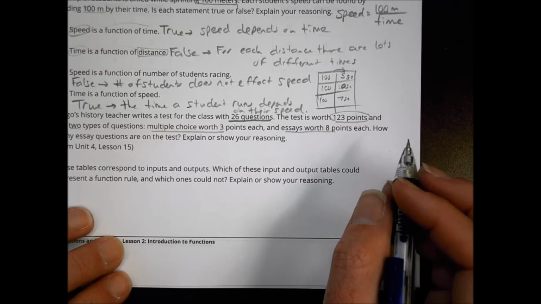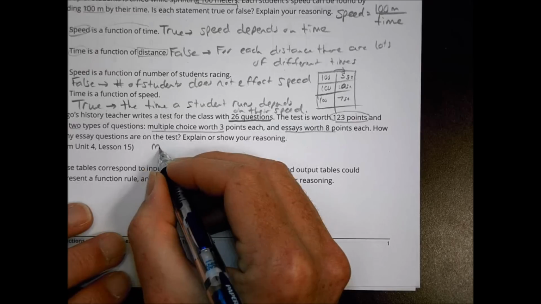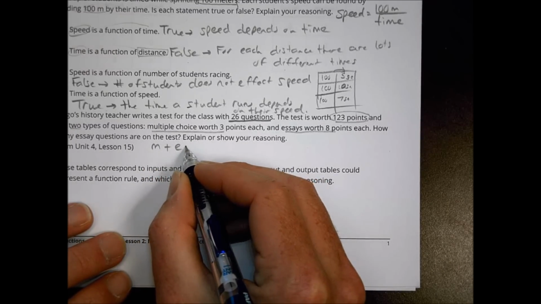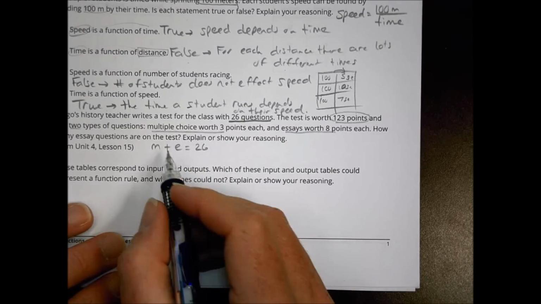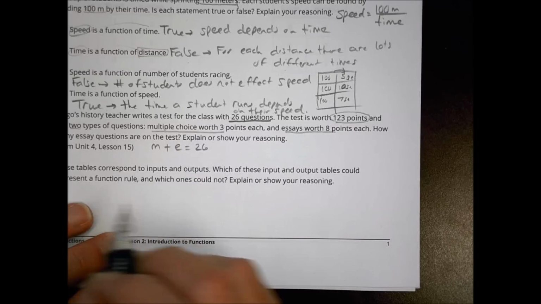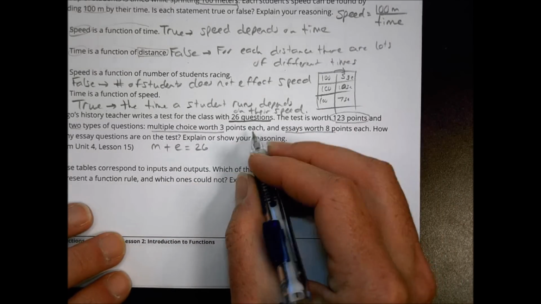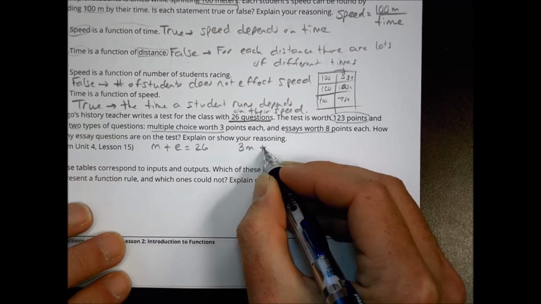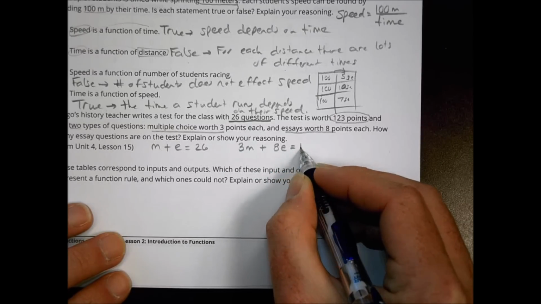All right, so let's take a look here. A couple things. First of all, we know that multiple choice questions plus essay questions are going to be equal to 26. There are 26 questions total, so multiple choice plus essay equals 26. We also know that a multiple choice has a value of 3, so 3 times multiple choice plus 8 times the essay. This is our value of our test for 123 points.